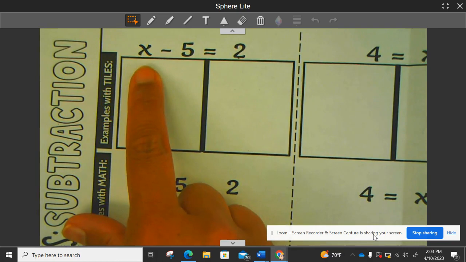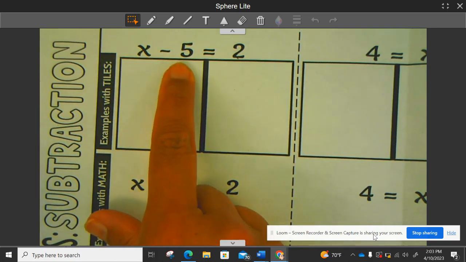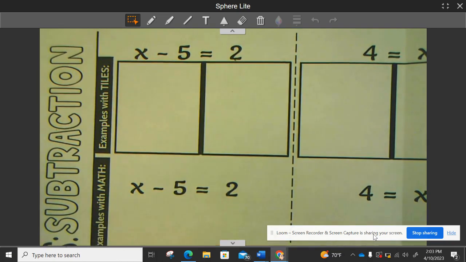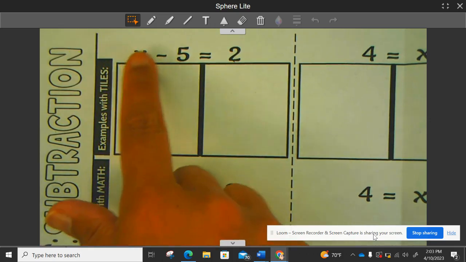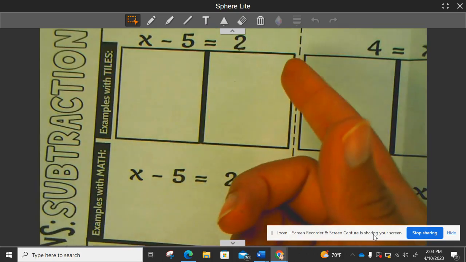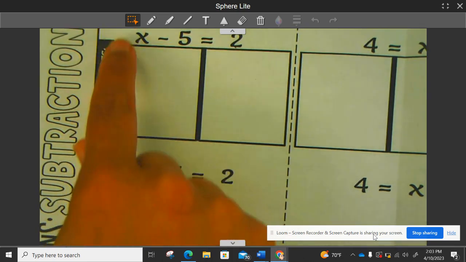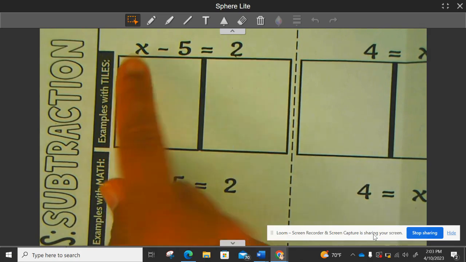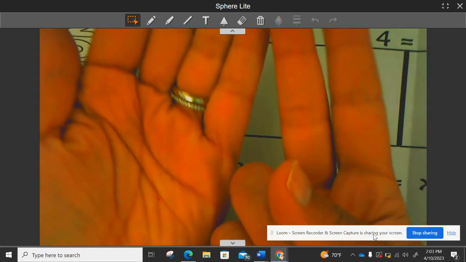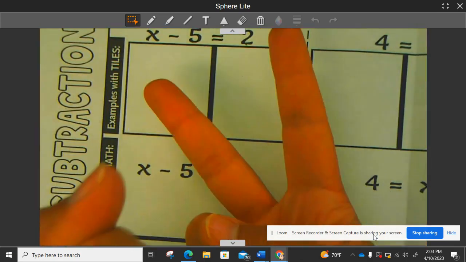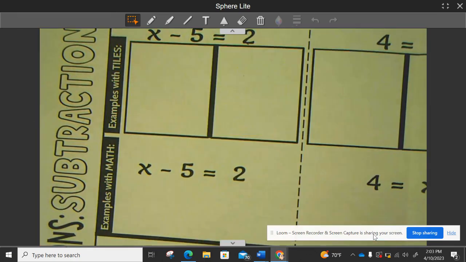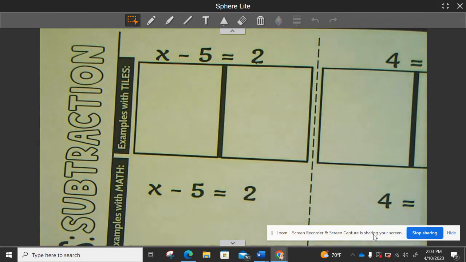So the first one is x minus 5 equals 2. So what number, take away 5, is going to give me 2? Some of you know what that is? Yeah, it's 7, right? Why? Because 7 minus 5 is 2. Okay, so let's show that first by using the algebra tiles.